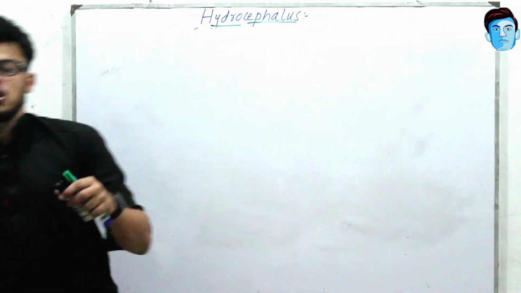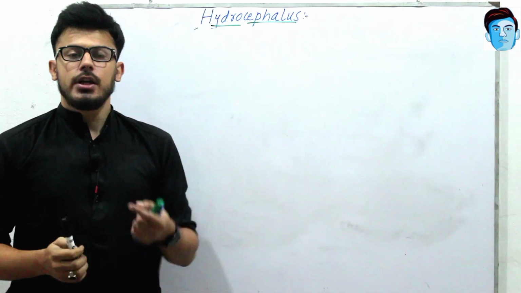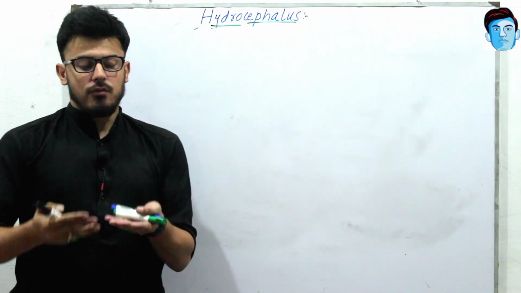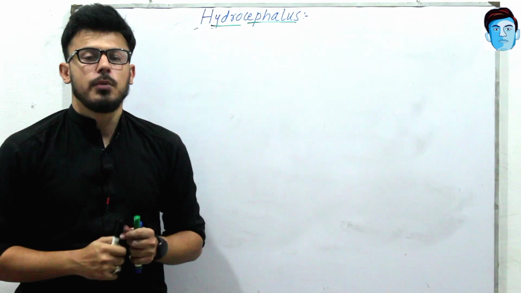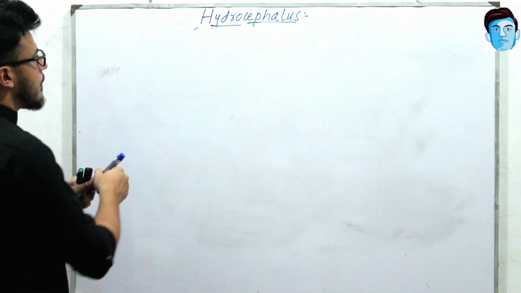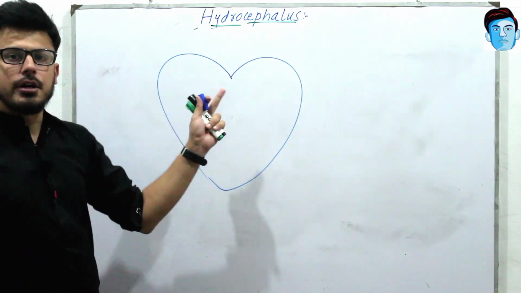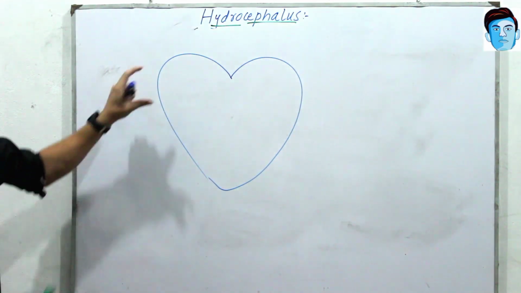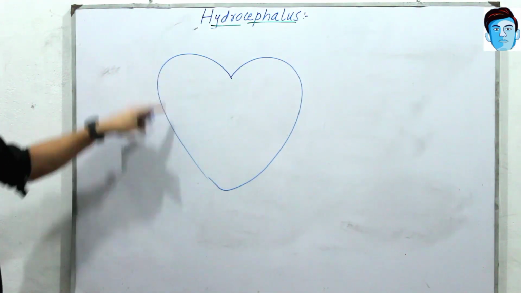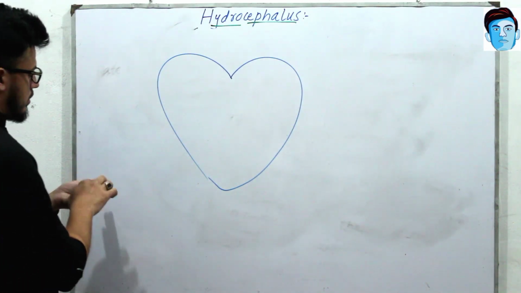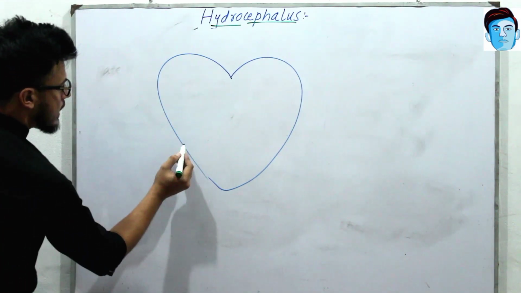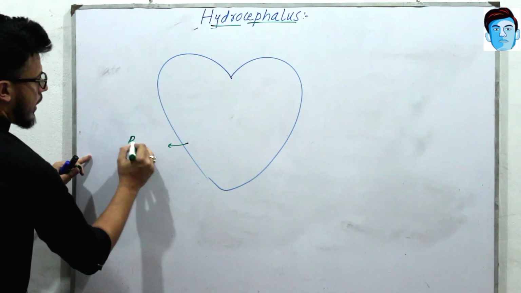Now, let's say we have a cross-section of the brain. Cross-section of the brain means we cut the brain, split it, and see it from above. So how would the brain look? In that condition, the cross-section looks just like a heart. This is the cross-section view of the brain. This portion is called the right cerebral hemisphere.